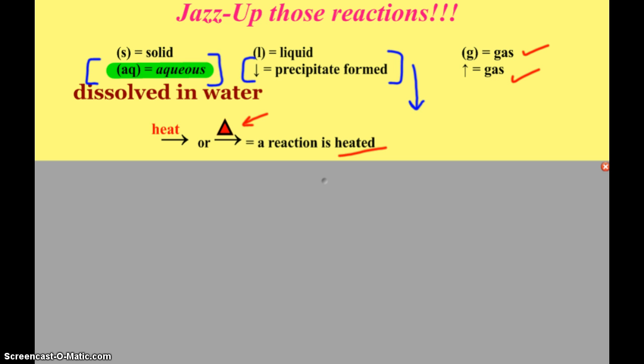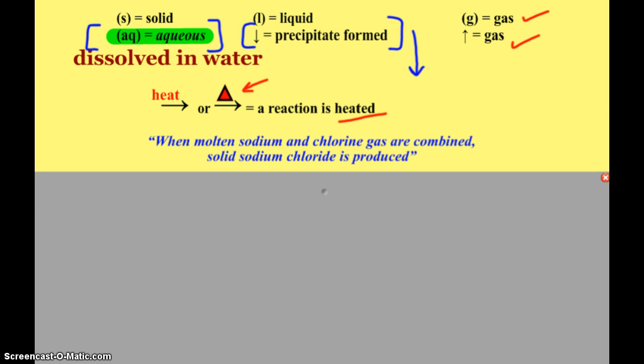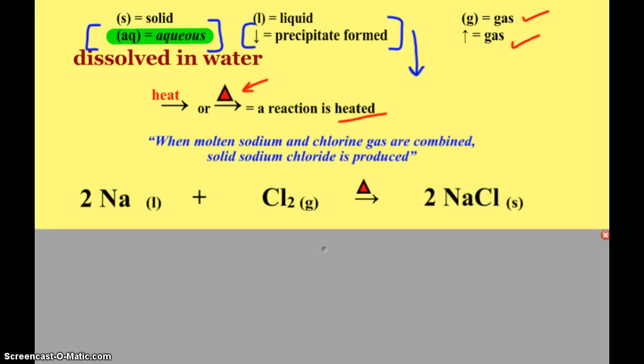So here's our little example. It says, when molten sodium and chlorine gas are combined, solid sodium chloride is produced. I know, how many times we're going to look at this reaction between sodium and chlorine making sodium chloride. When you look at this complete, balanced, jazzed up reaction, you see that molten sodium means the sodium is in a liquid form. Chlorine is gas. I have the little g there, or I could have put an upwards arrow. Doesn't matter which, so this one has the g. It's combined, and we end up making the sodium chloride, which is solid.